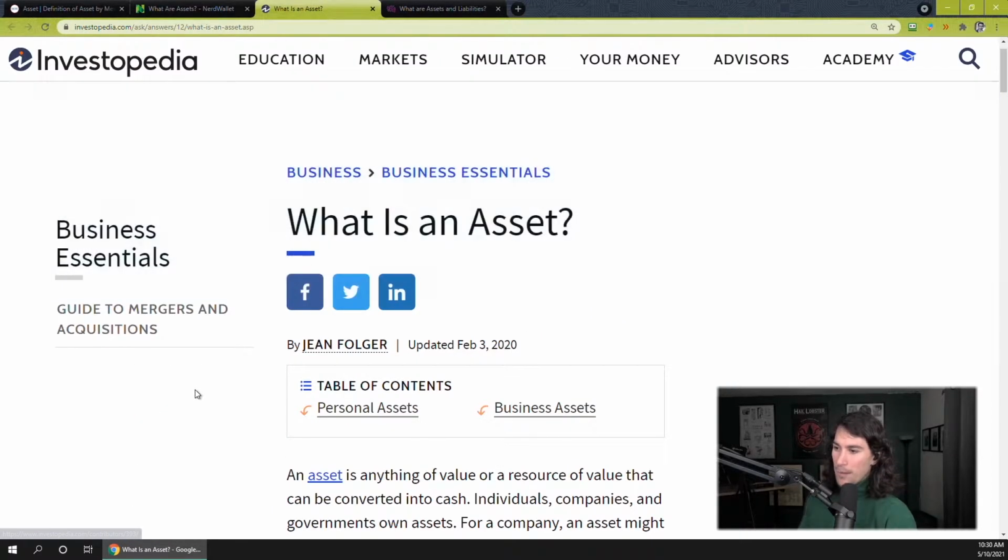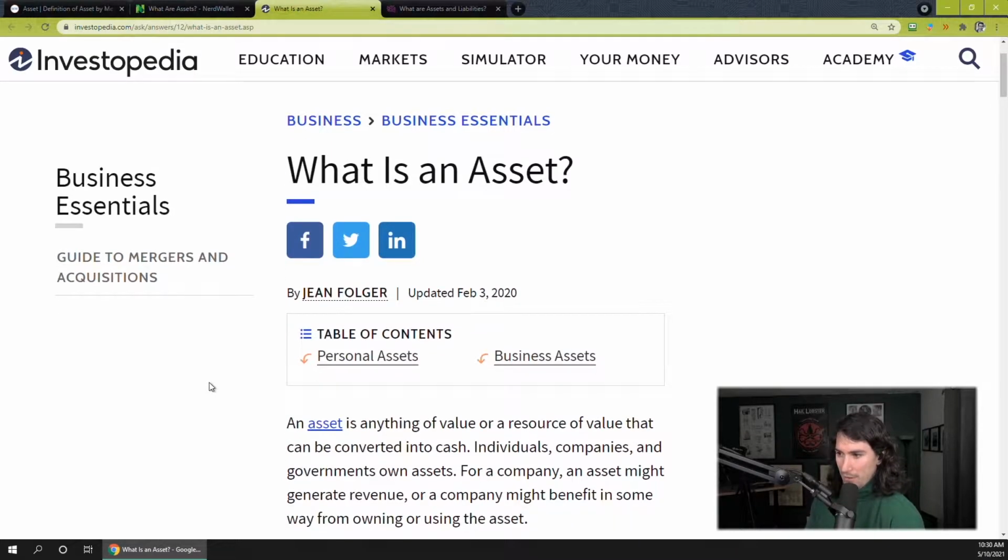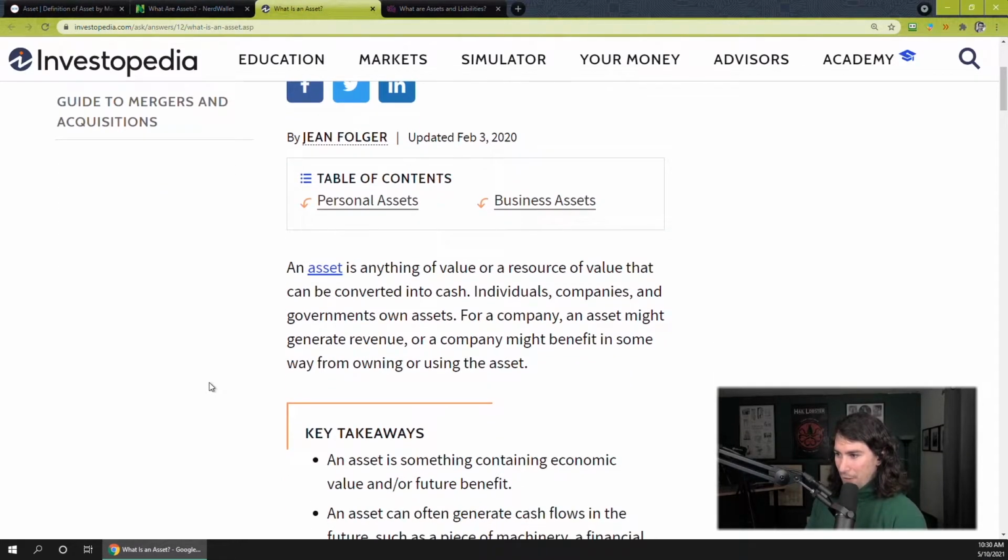And then let's go to Investopedia. Investopedia was probably the number one source recommended to me during finance school, business school, so take it for what it is. What is an asset? Let's see what Investopedia says. An asset is anything of value or a resource of value that can be converted into cash. Individuals, companies, and governments own assets. For a company, an asset might generate revenue. There we go, now we're starting to get on the right path. Or a company might benefit in some way from owning or using the asset. Well, okay, that's really not it.